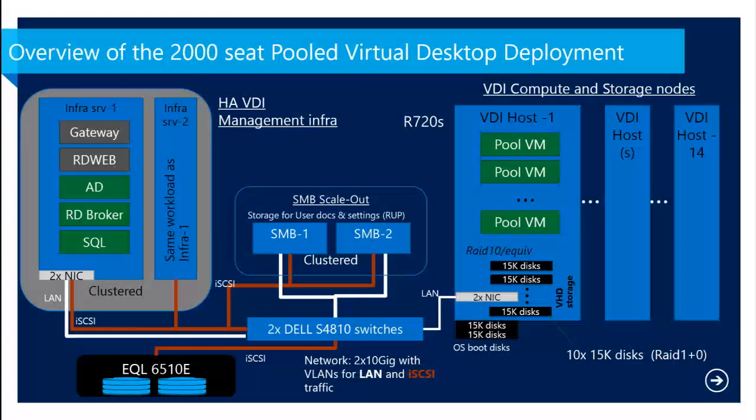The traffic between the VDI host and the SMB scale out is really the roaming profile traffic. We use the roaming profile option in this case. And there's an iSCSI to the EqualLogic SAN server for all the user data, SQL data, and also for the infrastructure VMs that are running off of the SMB server.